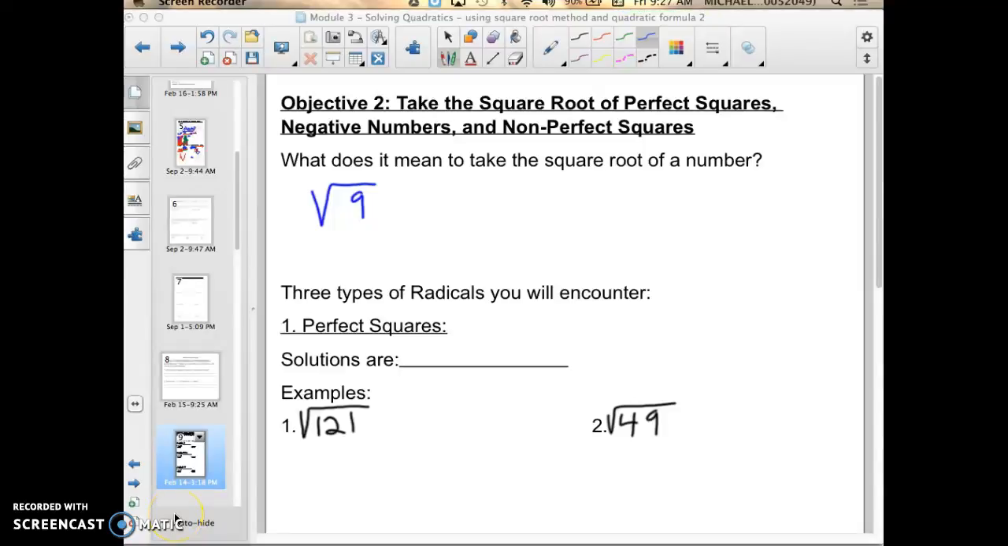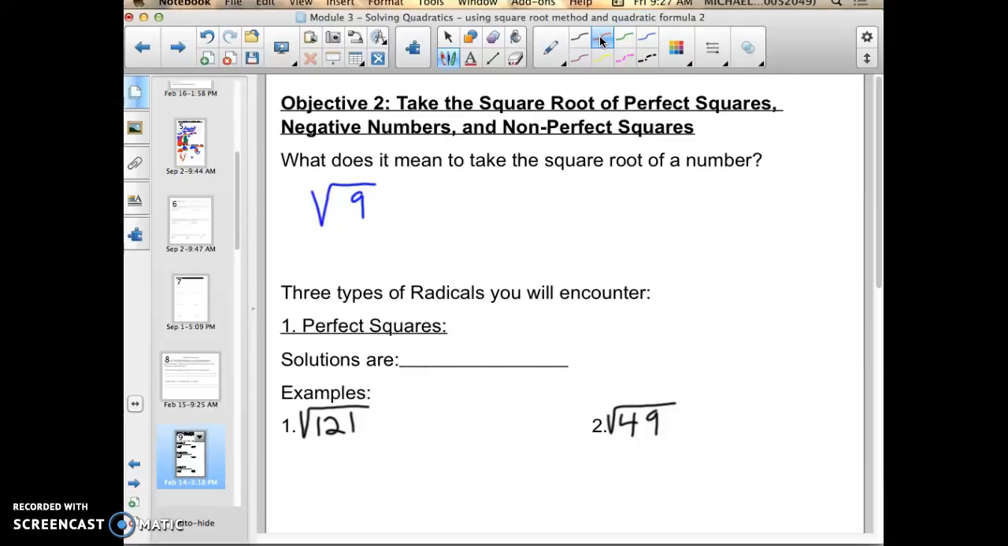All right, objective 2, taking the square root of perfect squares, negative numbers, and non-perfect squares. I want you to be able to master the skill of working with radicals. And so in this objective, I'm going to break it up into 3 videos. We're going to work on taking the square root of perfect squares, and then non-perfect squares and what that looks like, and then negative numbers, which turn into imaginary solutions.